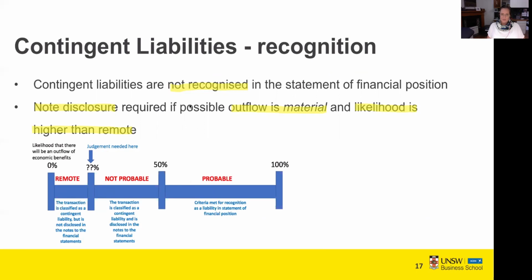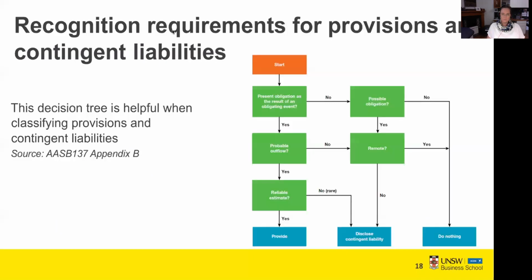So a contingent liability will not be recognised in the statement of financial position, but it will be disclosed if the likelihood is higher than remote on the basis that it's material. So what you can see on this slide here is a flowchart that helps you to work out the appropriate classification of different types of transactions. And you can see all of the terminology that we've been using in our previous slides incorporated into this slide.